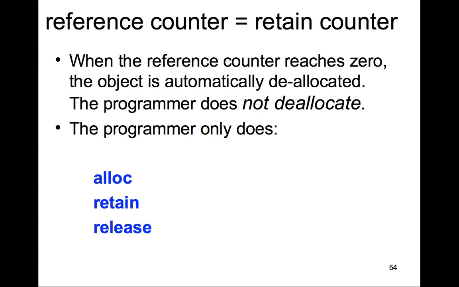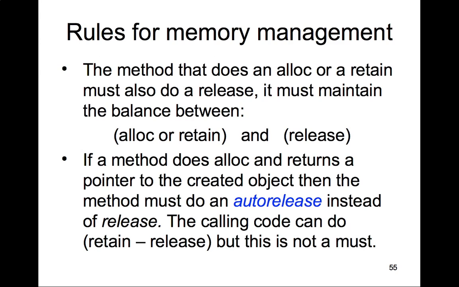So the reference counter equals the retain counter. When the reference counter reaches 0, the object is automatically deallocated. The programmer never deallocates anything. The programmer only does alloc or retain and release. If you're not using automatic reference counting, you're using retain and release. If you're working with the GCC compiler and you're not using Xcode, then you're retaining and releasing.